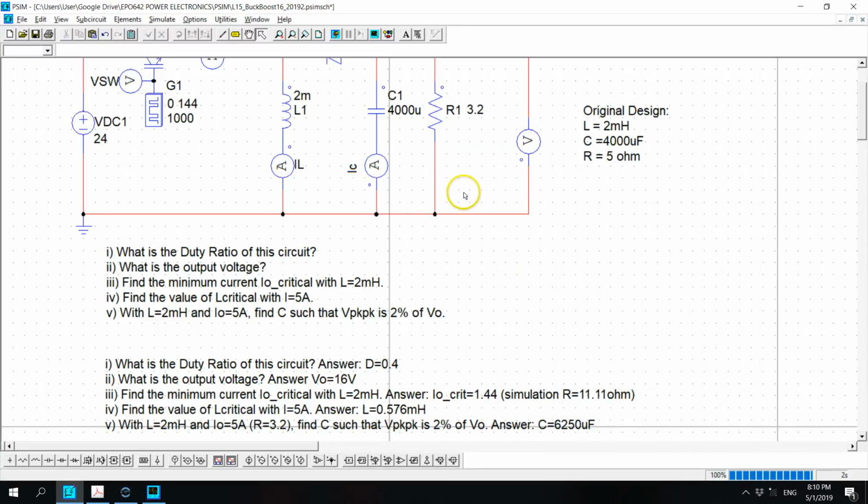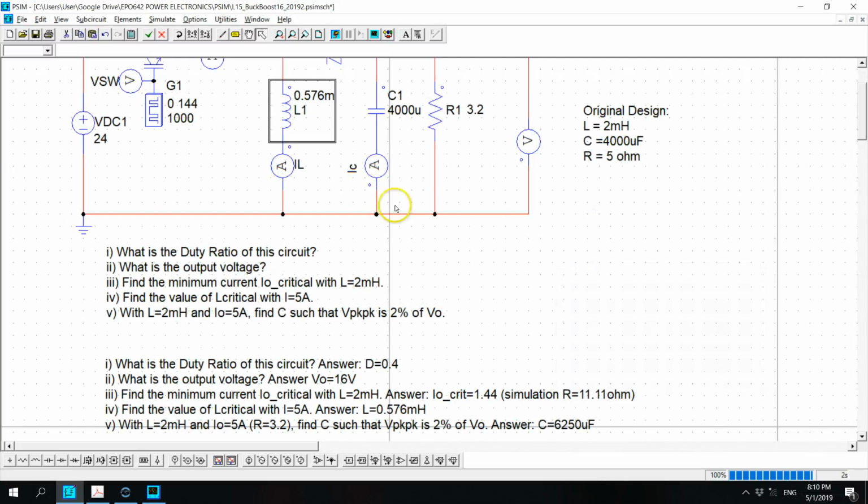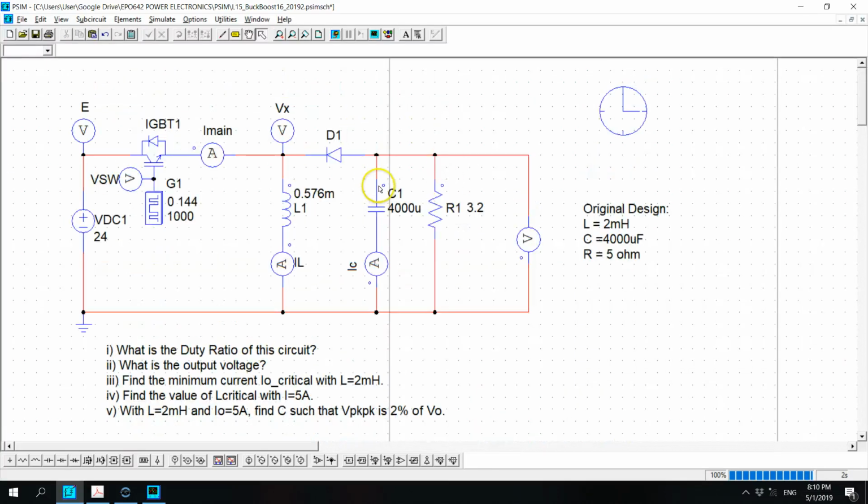And so if you have 3.2 ohm, that will give me the output current of 5 amps. And we want to find the inductor value, so the answer here is L equals 0.576. I'm going to change that to 0.576, but make sure that you calculate that using the equation and get this answer, 0.576 millihenry. Let's simulate. Under this condition, we can see that the current falls to 0 and then rises again.